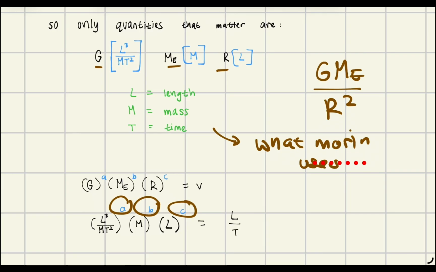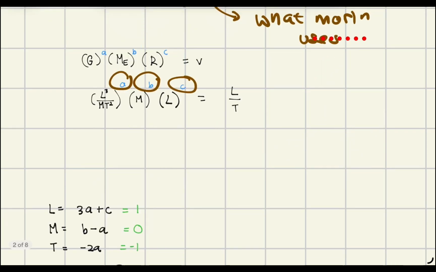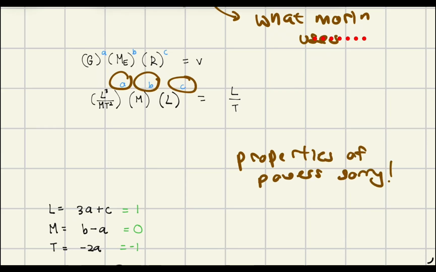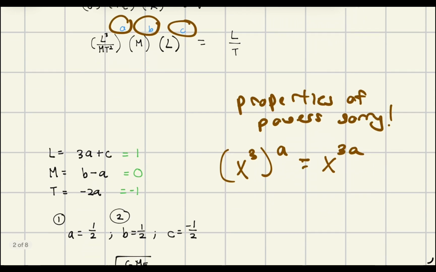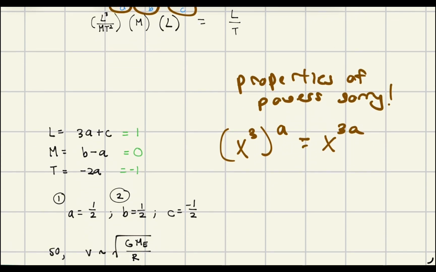Now we put them in their dimensions and isolate each dimension. For length, we have 3a plus c, because using the power rule, G has L cubed, and raising it to the power of a gives L to the 3a. Velocity is length over time, so the length exponent must equal 1. So 3a plus c equals 1. Using similar steps, for mass we need b minus a to equal 0, and for time, negative 2a needs to equal negative 1.